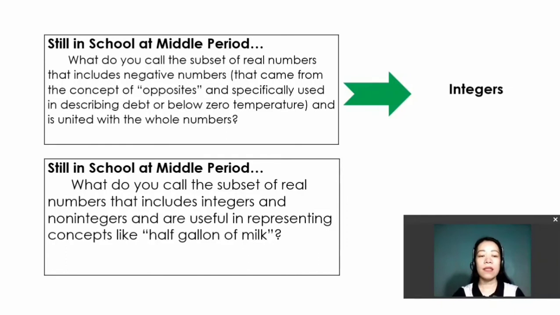Next, still in school at middle period, what do you call the subset of real numbers that includes integers and non-integers and are useful in representing concepts like half-gallon of milk? What is the answer? Okay, so the answer is rational numbers.